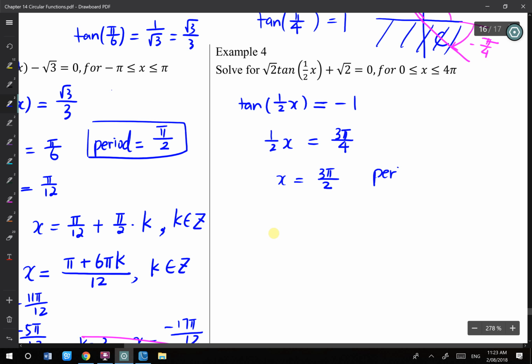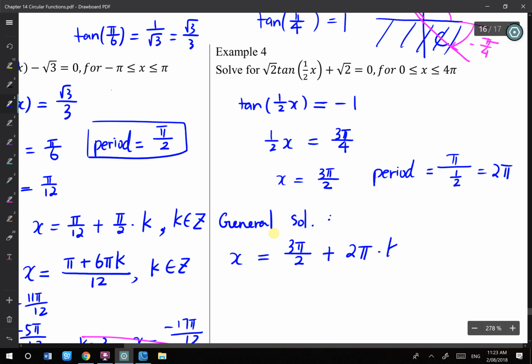What's period? So it's pi over a half, right? And that's 2 pi. So general solution will be x equals to 3 pi over 2 plus 2 pi times k, where k belongs to z.